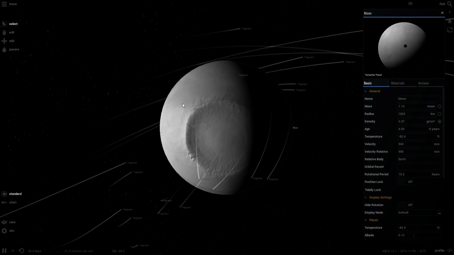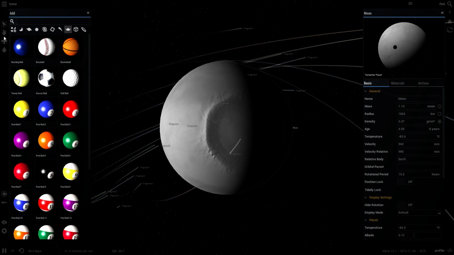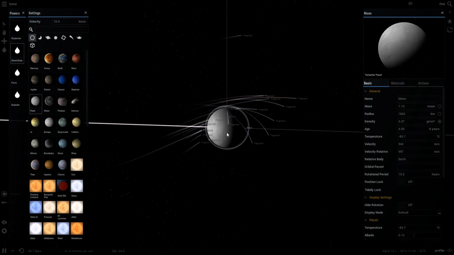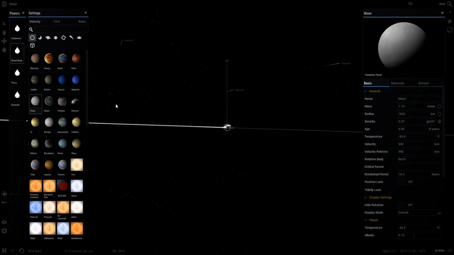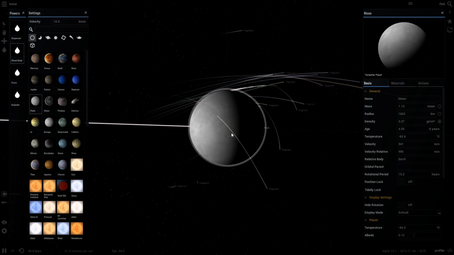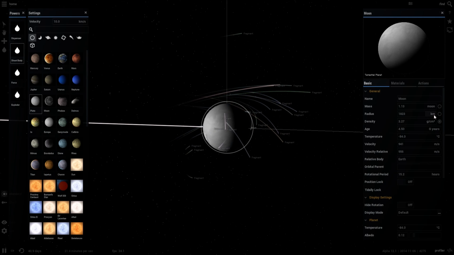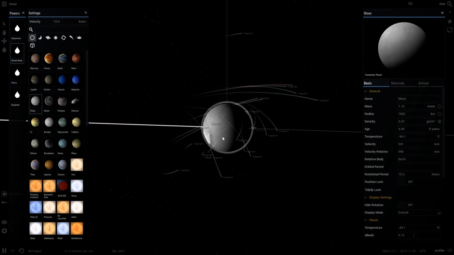So basically, we can shoot things at it, in case you were wondering. Let's find something to shoot the moon. A Pluto. I need a comparison of size. What's your radius? Okay, yeah, you're gonna be fine.